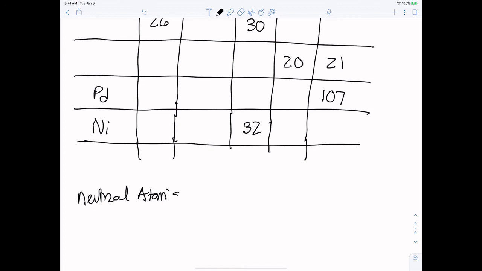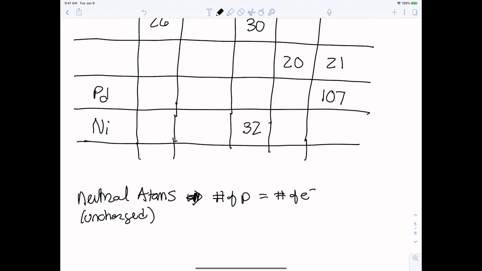But for neutral atoms, and by neutral I mean it's uncharged, right? If it's uncharged, then my number of positive charges, which is the number of protons, must equal the number of negative charges. Remember, neutrons don't have a charge. That's my number of electrons. So as long as the atom is uncharged, my number of protons will equal my number of electrons. If it's charged, those two are no longer equal.